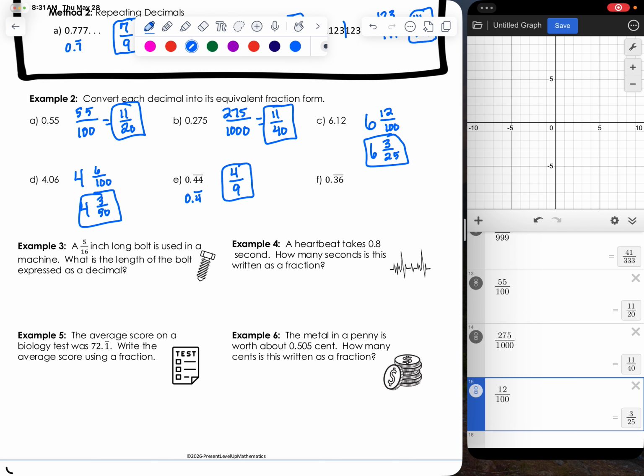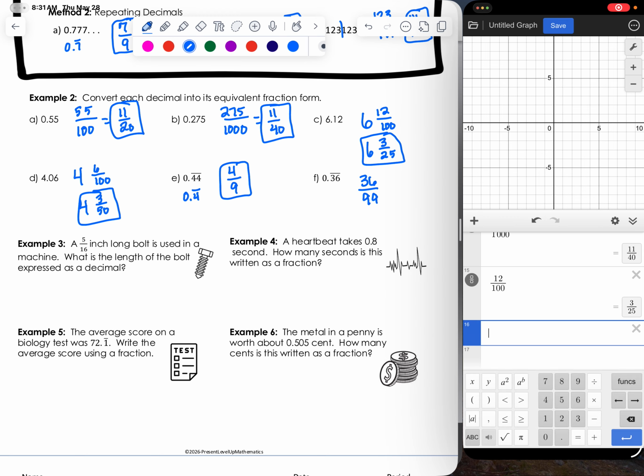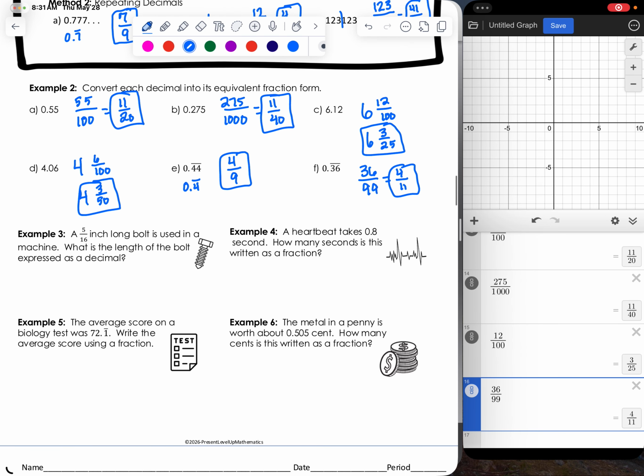All right, problem F, 0.36 repeating. So this is repeating, so our numerator is 36. There's two numbers that repeat, so I put it over a 99, and then use my calculator to reduce that into lowest terms, and that would reduce to 4/11.